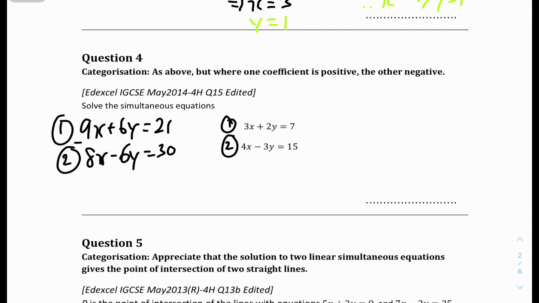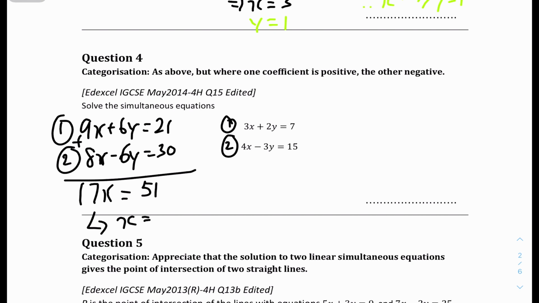We can plus both sides together to get rid of the y. So 9x plus 8x would be 17x. And 6 plus minus 6 would be 0. And then the right hand side would be 21 plus 30, which is 51. And to solve for x, you just divide both sides by 17. So 51 divided by 17 would be 3.